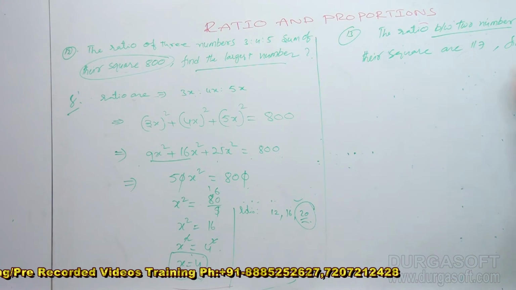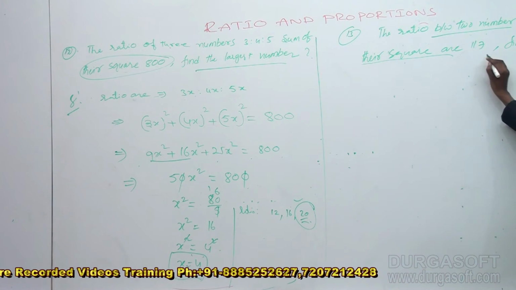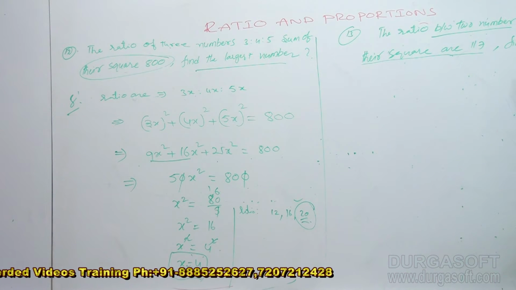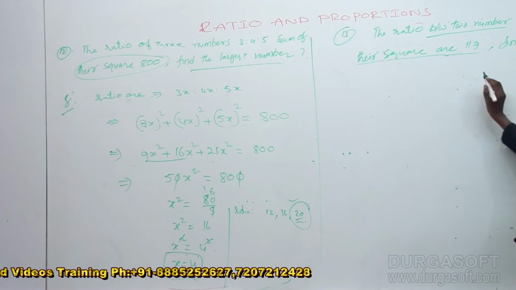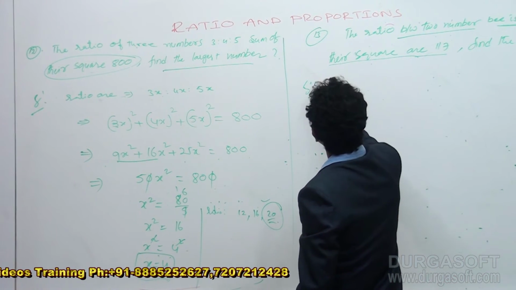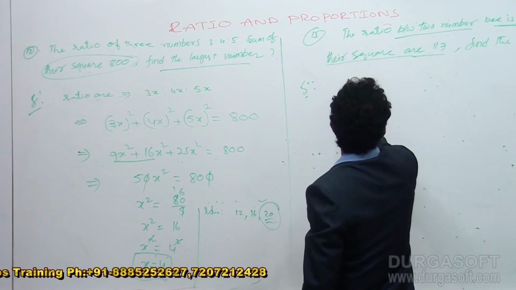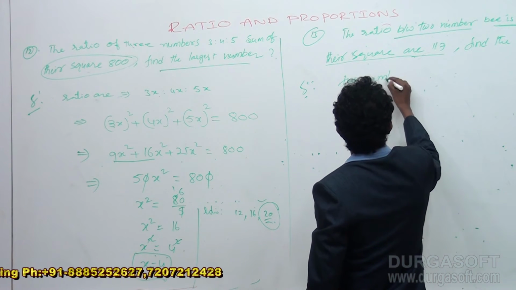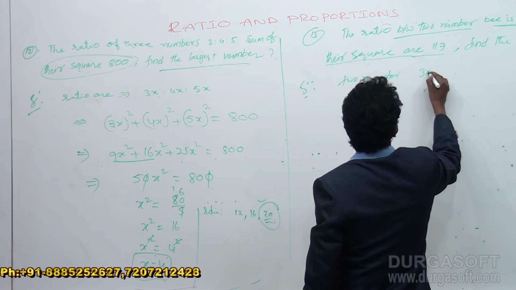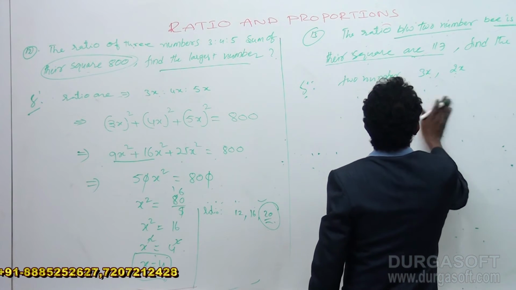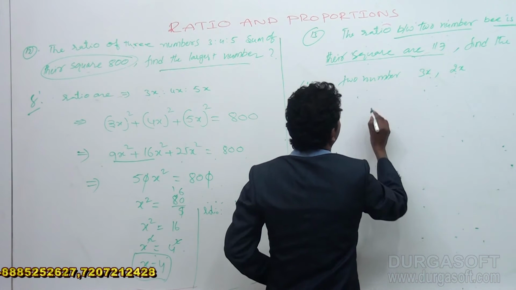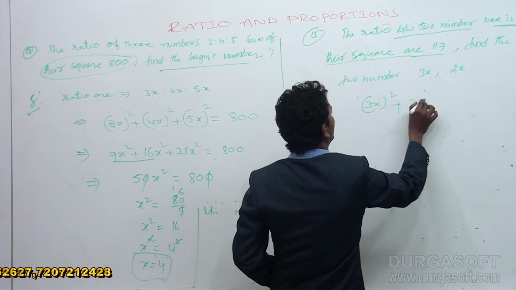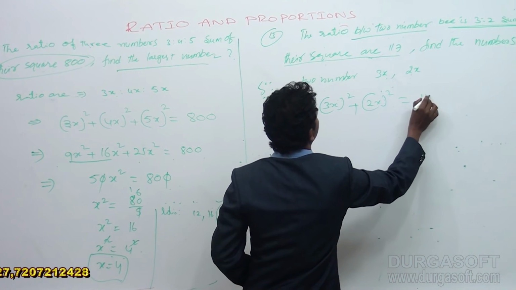The sum of their squares is 117. Find the numbers. The ratio between two numbers is 3:2. Now the sum of their squares, this one also. And now I am taking the ratio of two numbers. I am taking two numbers: first one is 3x, second one is 2x. Their squares sum is 117, nothing but 3x square plus 2x square is equal to 117.